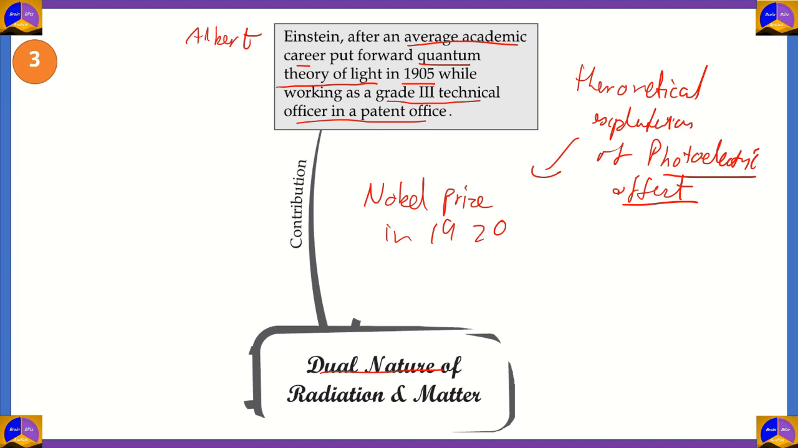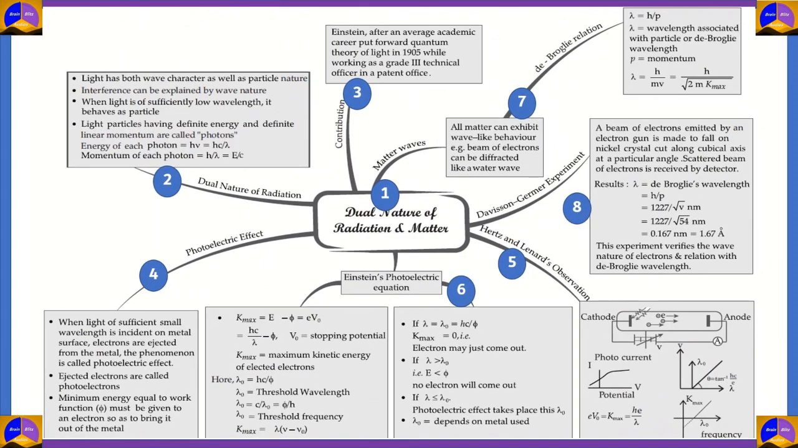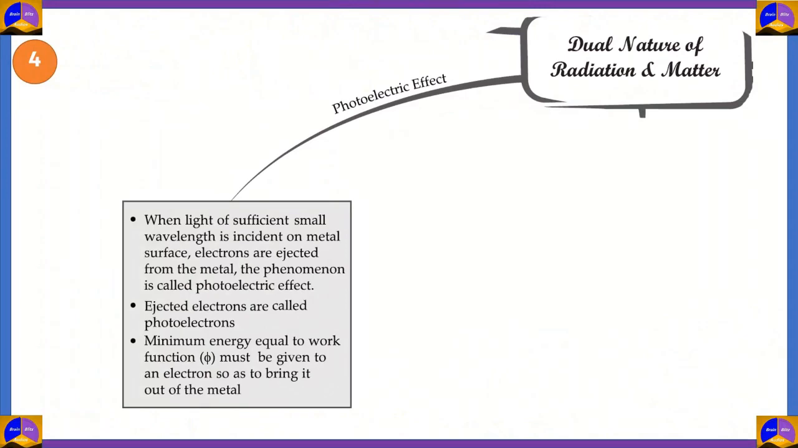And besides Einstein, there are many other people who have contributed to dual nature, such as Heinrich Hertz and Leonard Hallwachs, etc. They all have contributed in terms of the photoelectric effect. And that is what we'll be studying next, the photoelectric effect. The phenomenon in which electromagnetic radiation of a suitable frequency falls on a metal surface, leading to emission of electrons, is called the photoelectric effect.